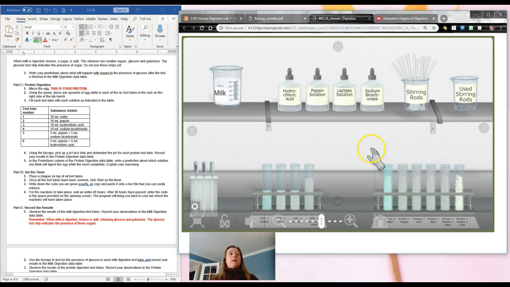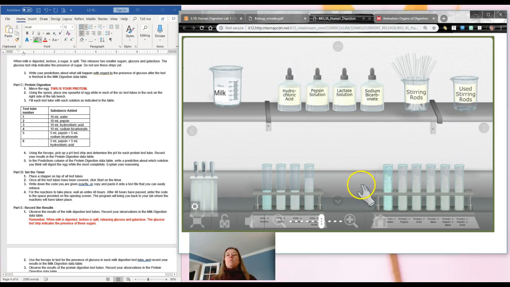And then it says 5 mils of pepsin and 5 mils of hydrochloric acid. So I'm going to take the pepsin and 1 more because I want 5 of each. So that's 2 times 2.5. And the hydrochloric acid, that's over here. And one more time.